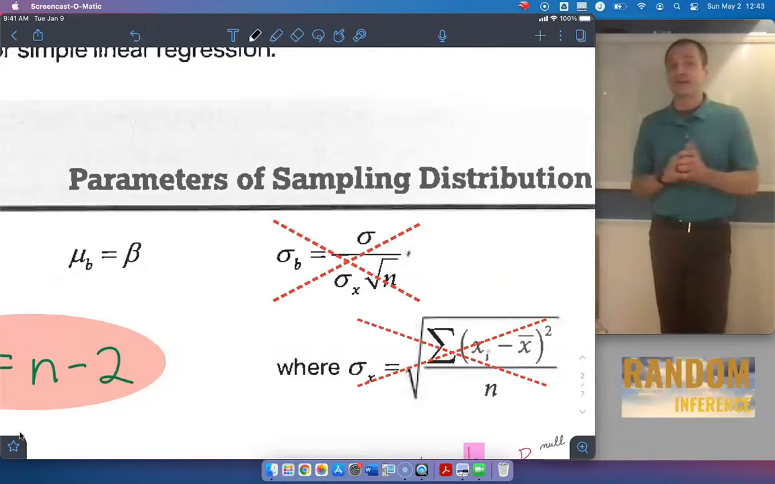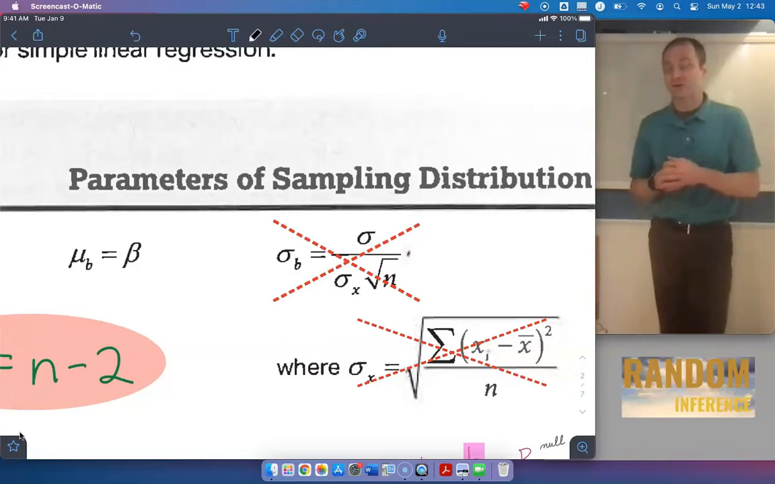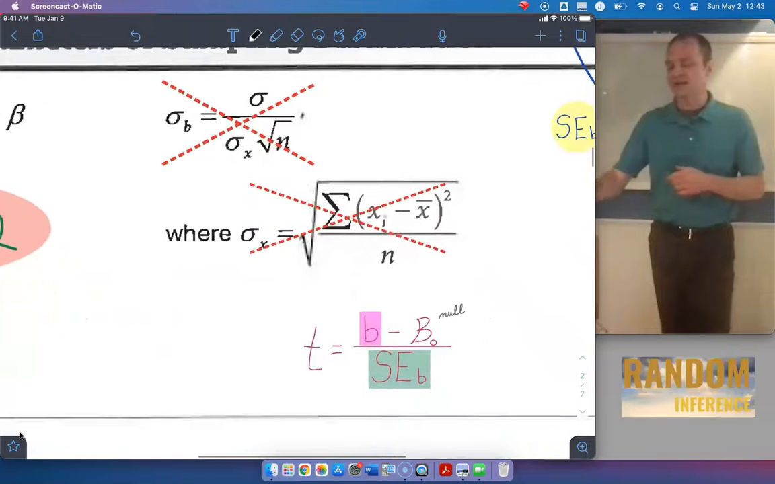Do I expect you to be able to interpret still? Yeah, you get to cross out the formula, but you're always going to have to be able to interpret your standard deviation, no matter which one you're dealing with. The general structure for t is right here.